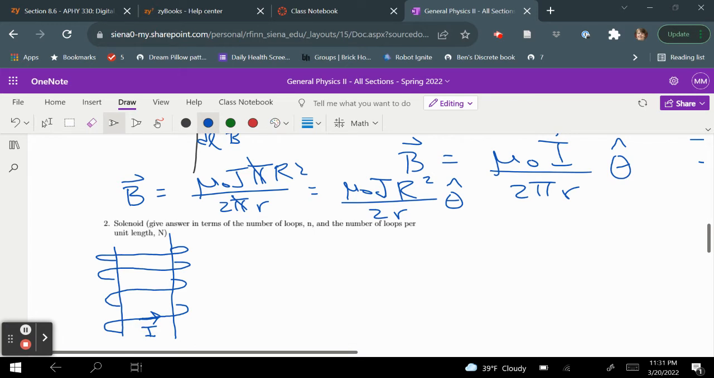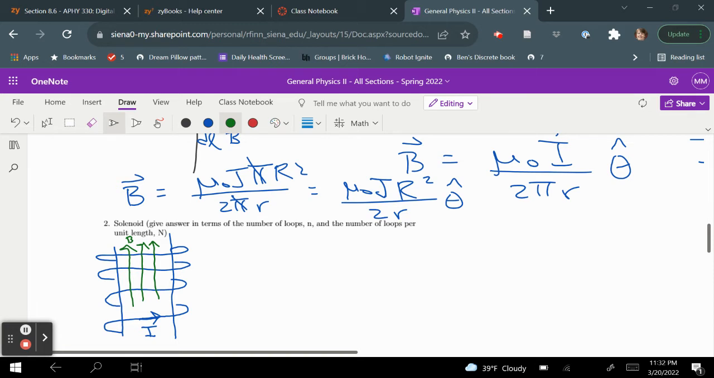But if I want to also think about what my B field would be, I'm going to draw my B field in green. And if I curl my fingers in the direction of I, then my thumb represents the B field. So my B field inside this long loop of wire is going to be up inside. There's going to be no B field outside, so just a B field here, up.